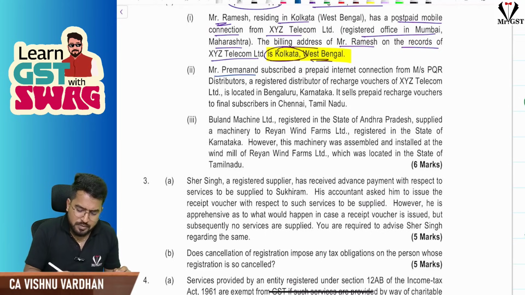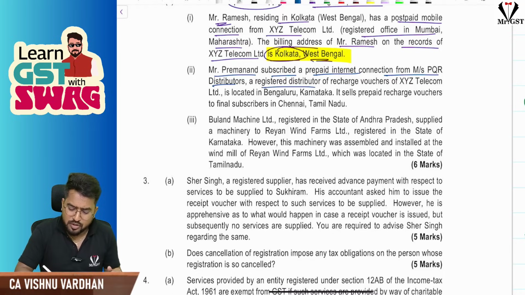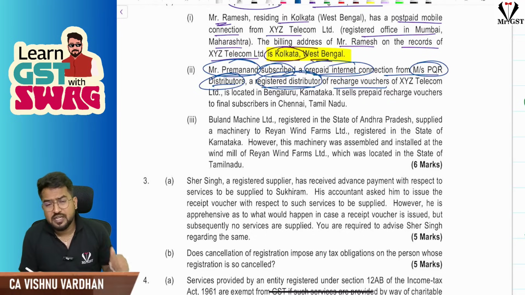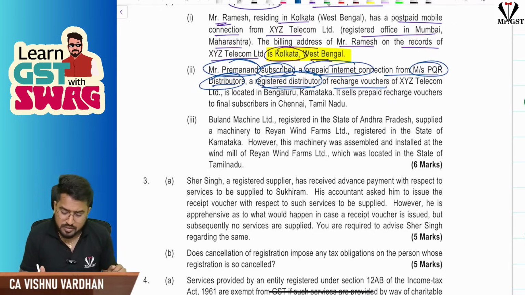Next, Premanand subscribed to a prepaid internet connection from Messrs. PQR Distributors, a registered distributor of recharge vouchers. When prepaid connections are sold through distributors, whatever the address of the distributor available in the records will be the place of supply.